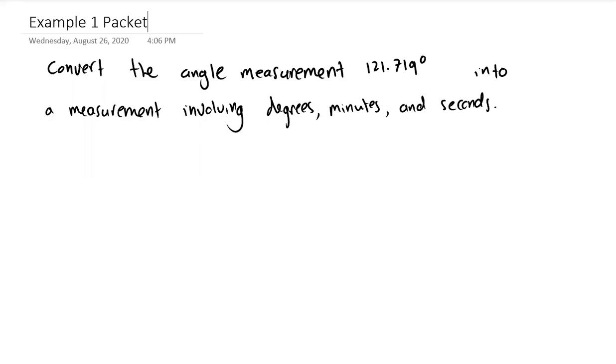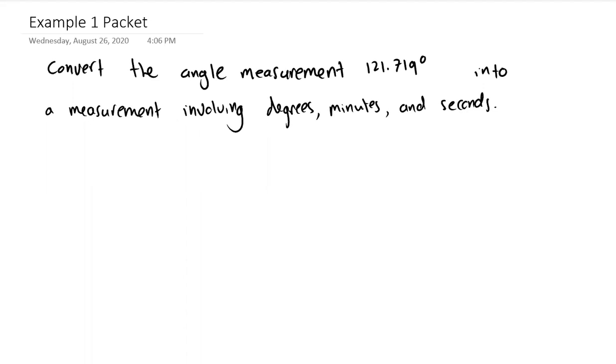Okay, now we're actually going to work this example one. We want to convert the angle measurement 121.719 degrees into a measurement involving degrees and also minutes and seconds. Okay? So this is how you want to do it. All right, so I'm going to do it once, and this should be enough. Once you see this, you should be able to do problems like this in ALEKS.